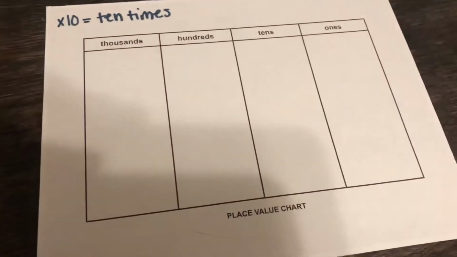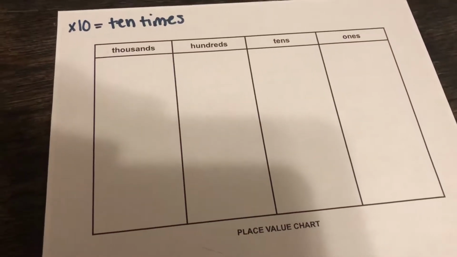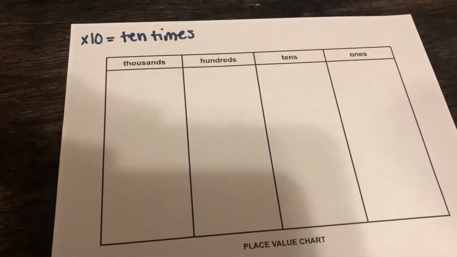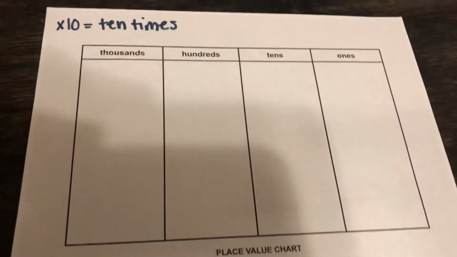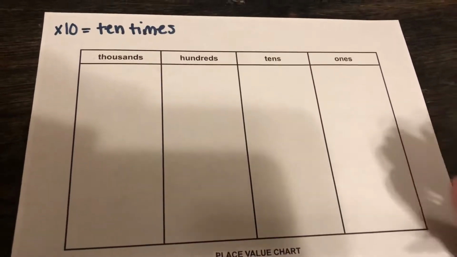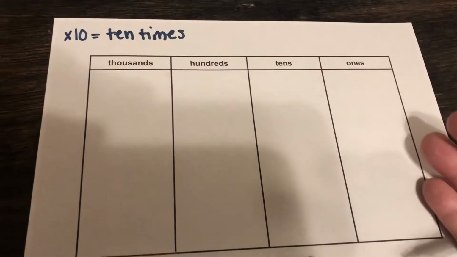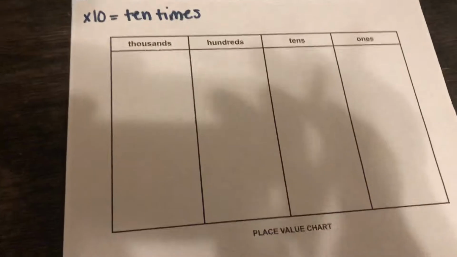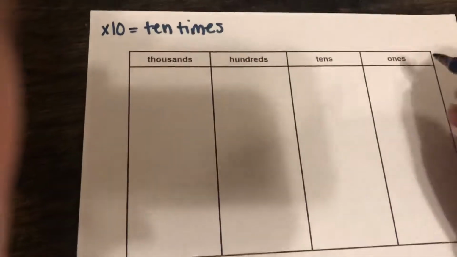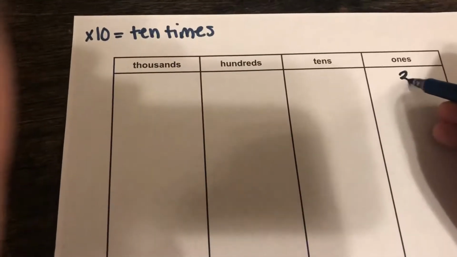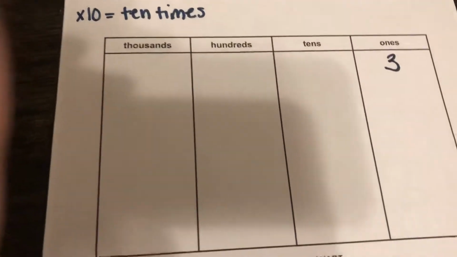We talked a little bit about base 10, and now we're going to talk to you about the place value chart and comparing numbers. So this one, we're going to put a 3 in the ones place. Now we know that the value is 3.